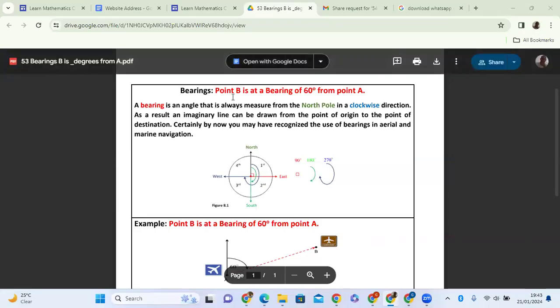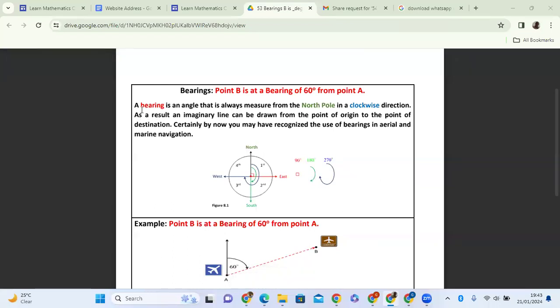Bearings. Point B is at a bearing of 60 degrees from point A. This is a worded sentence which can be translated to a diagram, and also symbols can be included. In continuation, the word bearing in this topic is an angle. So bearing is like another word for angle.